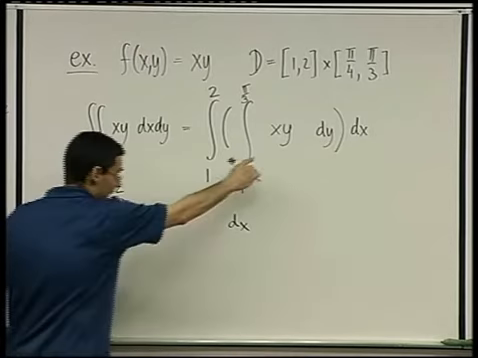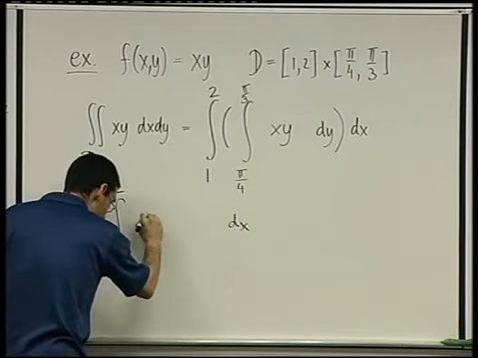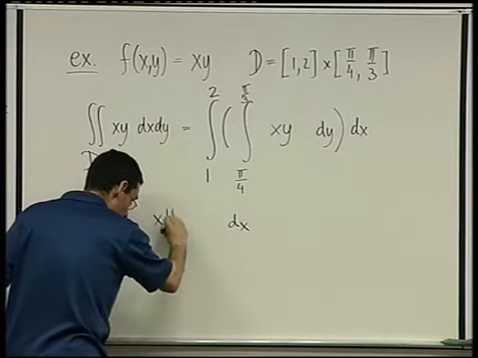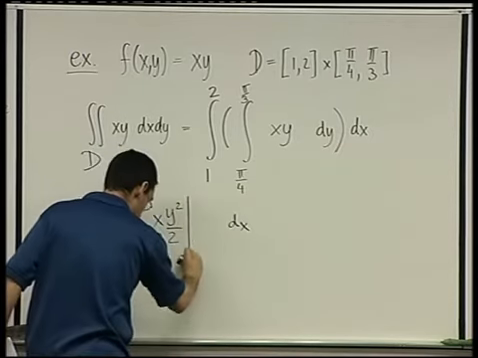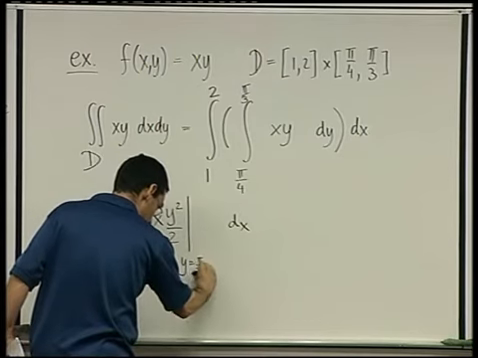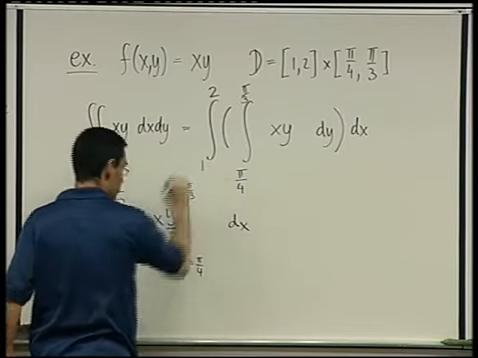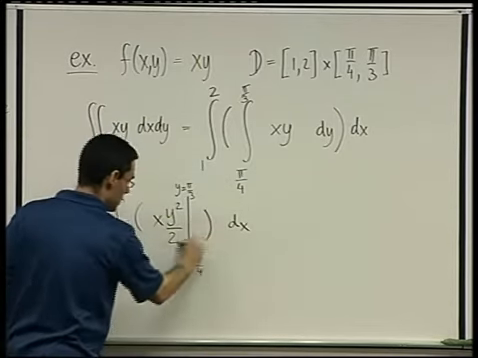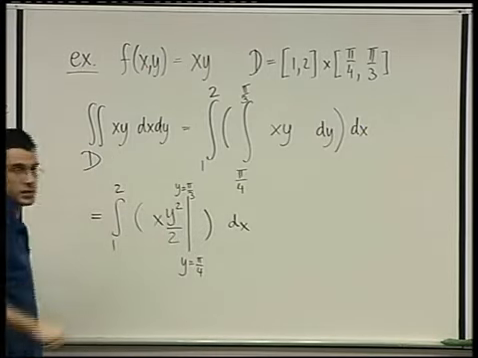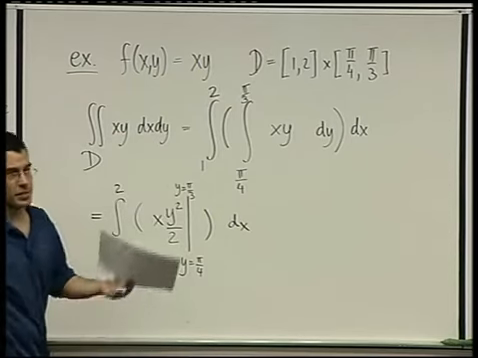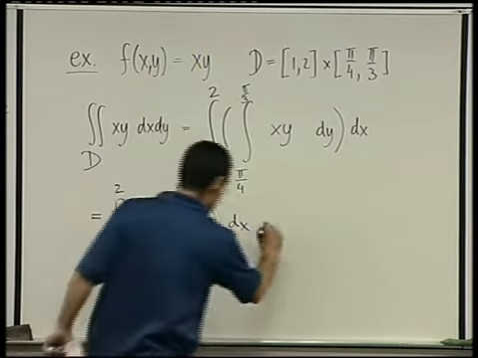Okay. So what's the antiderivative of xy? X is fixed, right? So it's xy squared over 2. That's the antiderivative, evaluated between y equals pi over 4 and y equals pi over 3. Do you agree that I just solved the inner integral regarding x as fixed? It's the anti-process of taking partial derivatives. Clear? So what do I get?